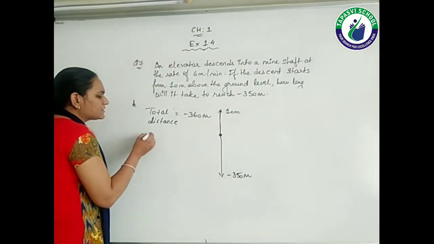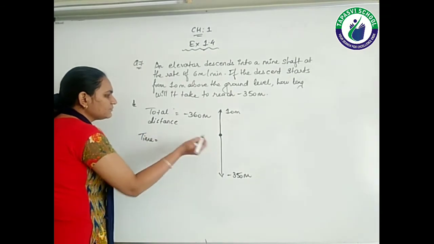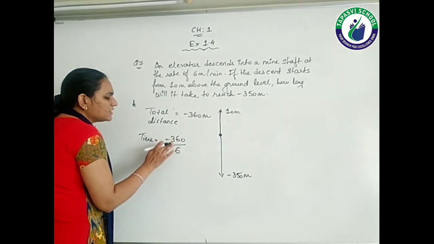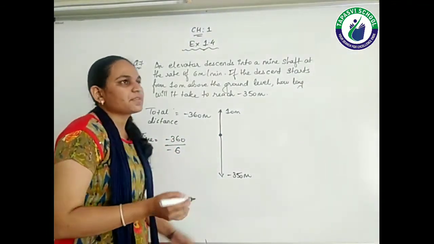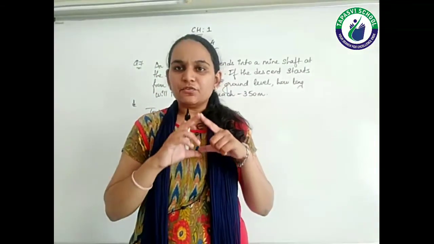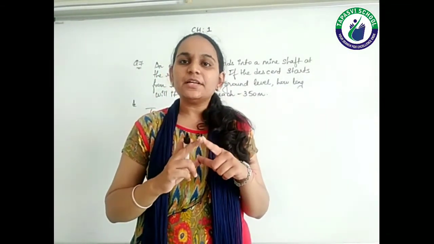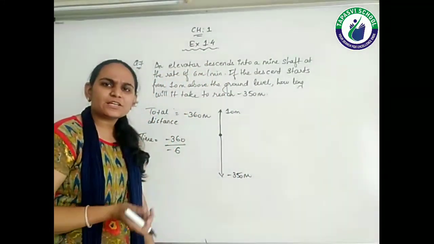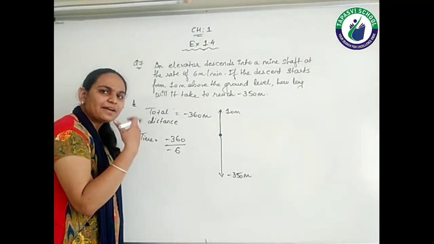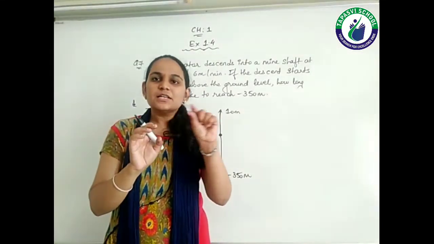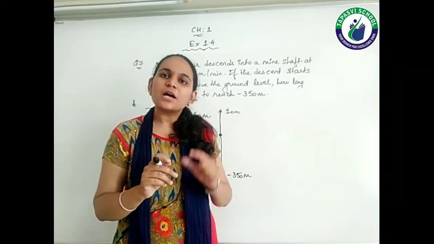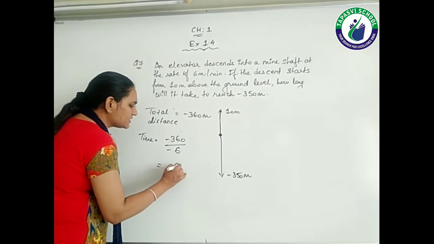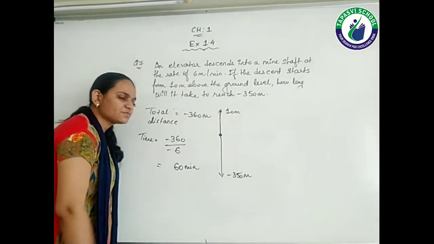Now how much time? So time will be 360 divided by 6. Now see, students, in 1 minute the elevator is traveling 6 meters. You can do cross multiplication, or you can even divide it. You can do it by division also. In 1 minute 6 meters, so 360 meters how much? You can do it like this, or simply by division. So time will be 60 minutes. If you divide 360 by 6, we get 60 minutes.